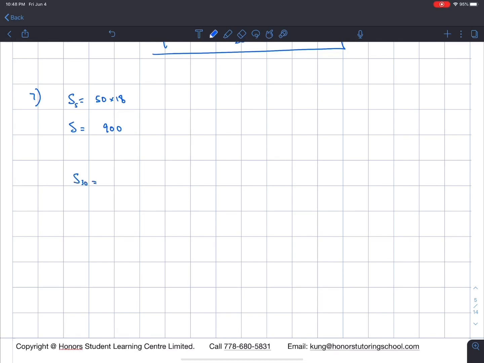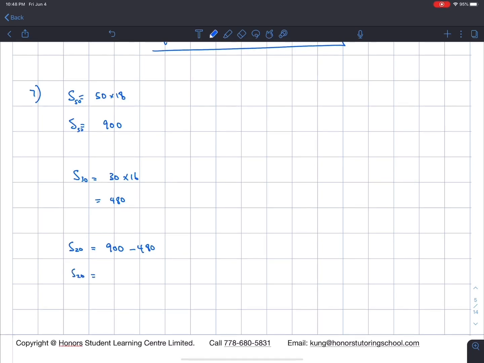If the mean of the first 30 numbers is 16, so maybe I'll just call this the sum of the 50 numbers. The sum of the first 30 numbers will be 30 times 16. We get 480. What is the mean of the last 20 numbers? So I can say that the sum of the last 20 numbers is the sum of the 50 numbers minus the sum of the first 30 numbers. So the sum of the 20 numbers is 420. Now the mean will just be 420 divided by 20. We get 21.